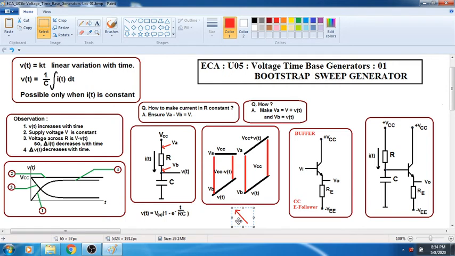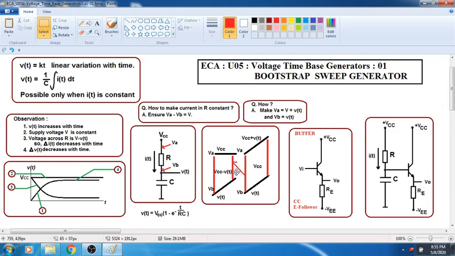Now what did we learn in this lecture? The first point is we want to make a voltage increase linearly with time. For that we used an RC circuit, in which the capacitor charges exponentially with time. So we realized that unless the voltage across the resistor is kept constant, we cannot have a linear increase. That point we have seen from the relationship between voltage and current.